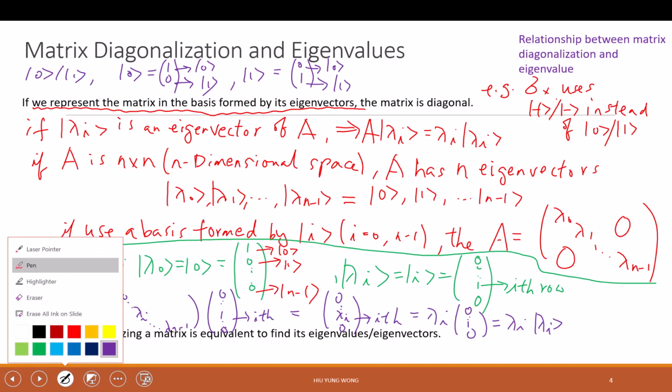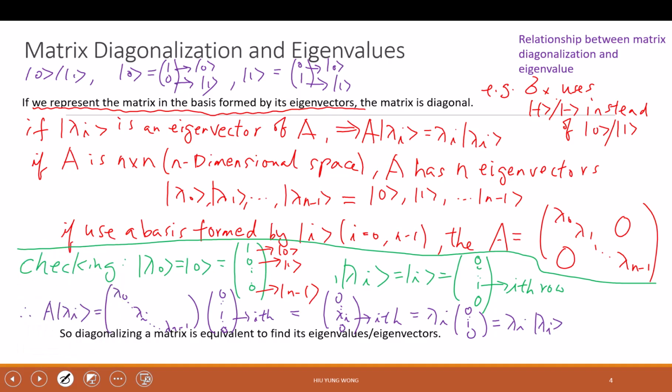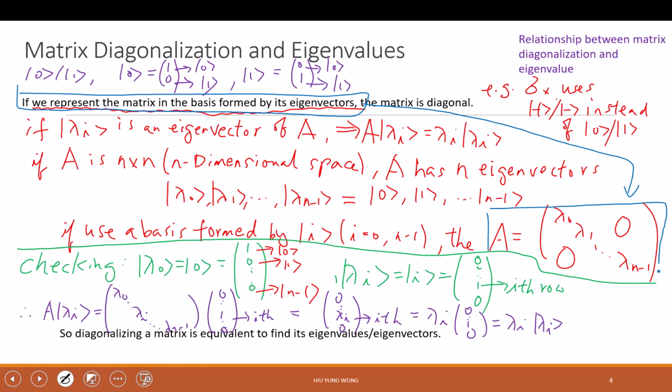So what do we learn here? Just this. If you express the matrix in the basis formed by the eigenvectors, then the matrix is just a diagonal matrix with the eigenvalues. Okay, so again, we did not prove anything.